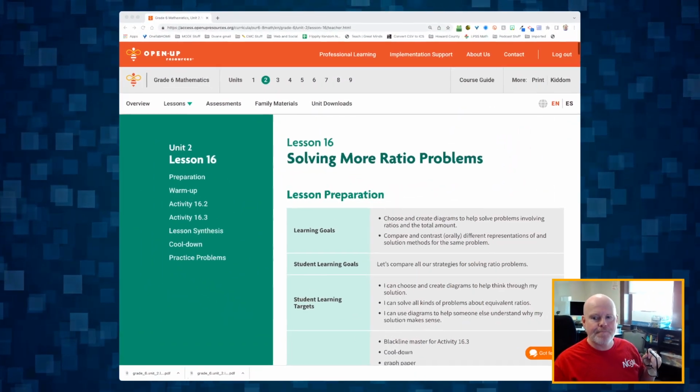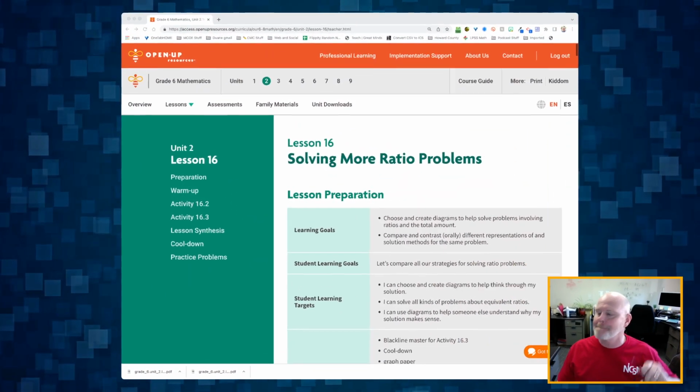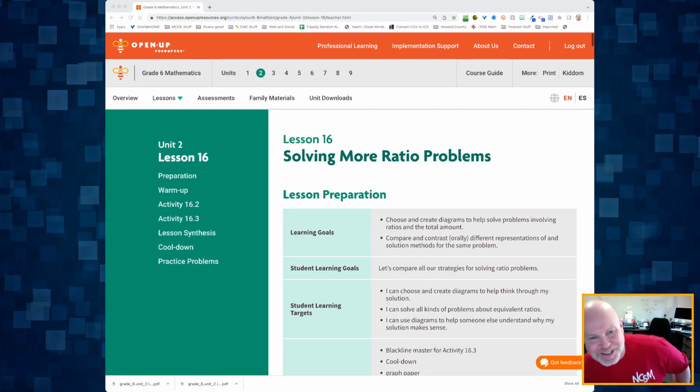All right, this is grade 6, unit 2, lesson 16. And in this lesson, let's see, we are going to be, oops, what? There we go. Bam. Oh my gosh, what a mess I am.